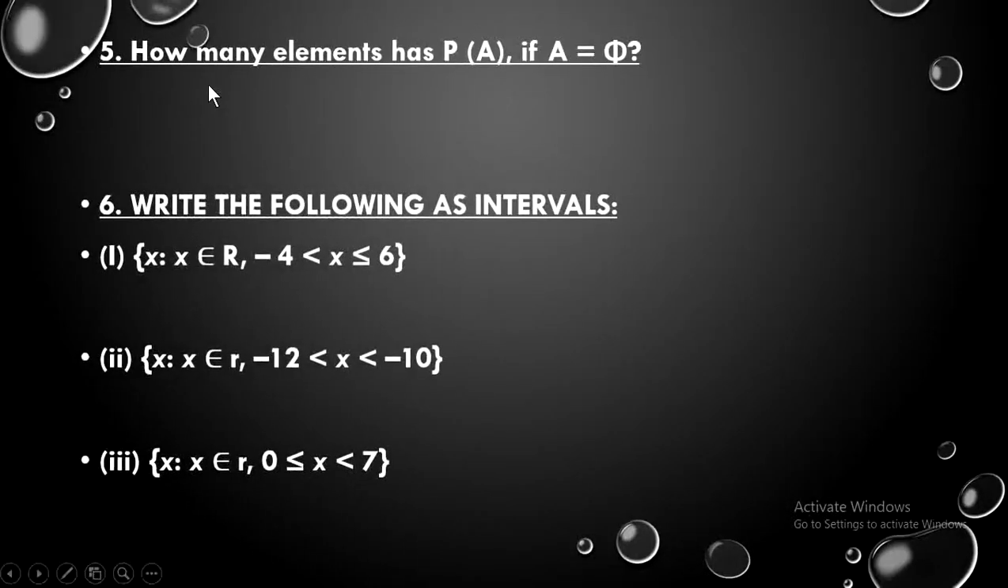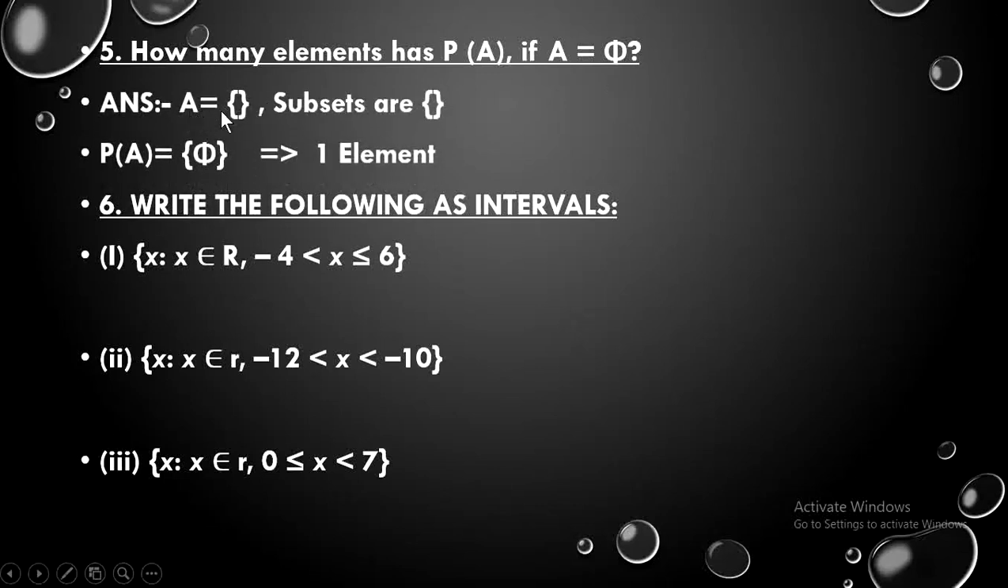So the fifth question says, how many elements has the power set of A if A is an empty set, that is if A is equal to ϕ. Now over here A is an empty set, and an empty set will have only one subset, that is the empty set itself. So power of set A, now if you remember, the power set of any set is the set of all its subsets. Since A has only one subset, the power set will be the set containing the empty set. So over here you can see only one element is present, so there will be only one element in the power set of A.